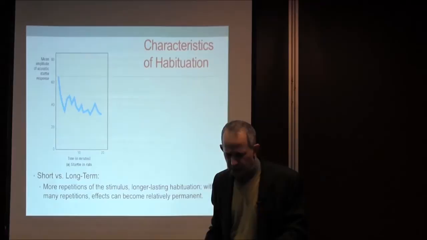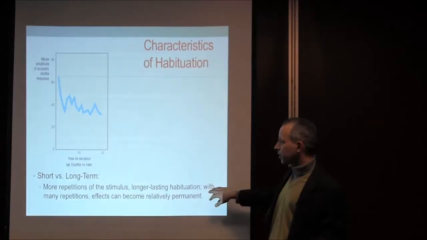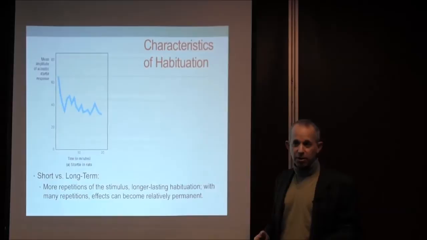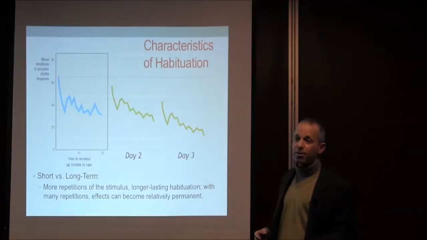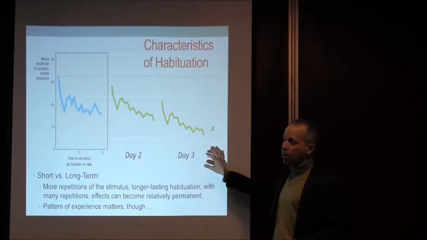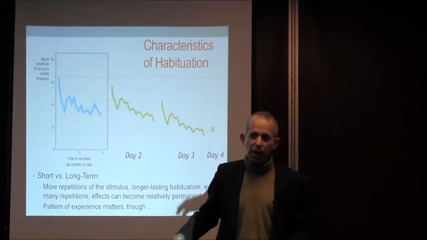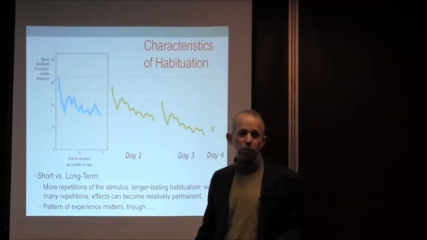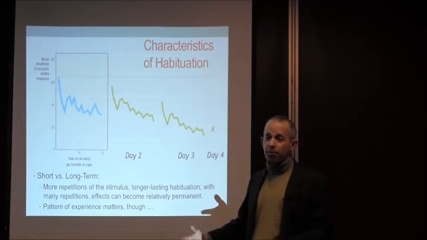There are various ways that you can habituate, short-term versus long-term. With more repetitions of the stimulus, you get longer-lasting habituation, and with many, many repetitions, it can become relatively permanent. You can see that every day you come back, you've recovered a bit. That's the spontaneous recovery. But if you do it over and over again, you've tuned the whole thing out by day four. I'm describing studies from rats, but one of the interesting things about habituation and sensitization is that you see them from small invertebrates up through humans, and these paradigms of spontaneous recovery and dishabituation are fairly constant in their general characteristics.